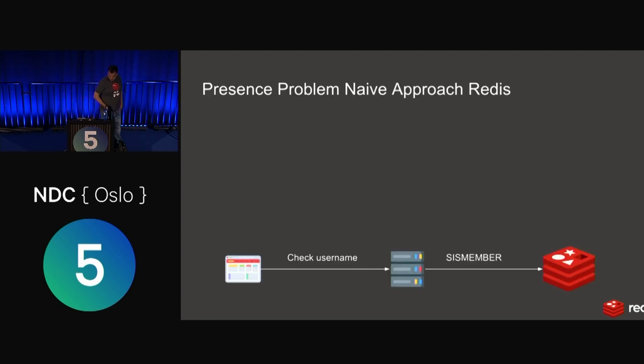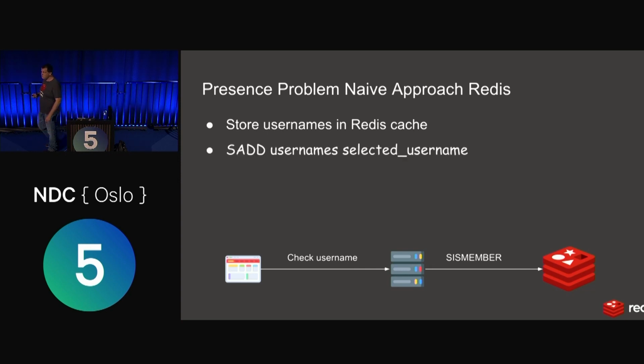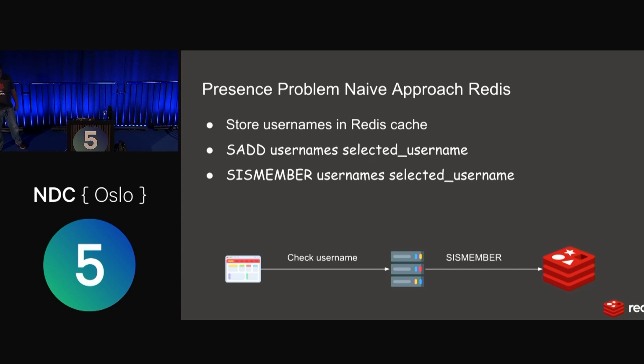So now let's look at the same presence problem, but using a similar naive approach with Redis. You can store usernames in a Redis cache, or more specifically, you might use one of the other more sophisticated data structures within Redis, for example, a set. So you would use the loneliest of Redis commands, which is the SADD command, to add to the usernames set the selected username that you want to add to it. And then in order to query it, you would just use SISMEMBER. SISMEMBER usernames selected username.